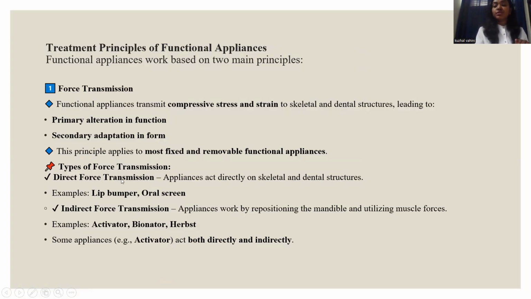So there is direct force transmission and indirect force transmission. Direct force transmission influences the skeletal and dental structures directly, whereas indirect force transmission appliances work by repositioning the mandible and redirecting its growth. For direct force transmission, we have classic examples like the lip bumper and oral screen. And for indirect force transmission, we have the activator, bionator, and Herbst.